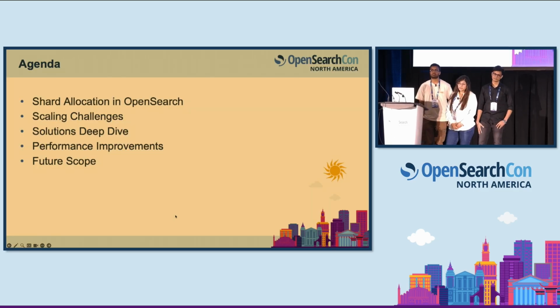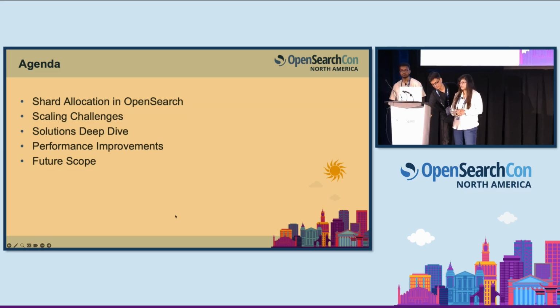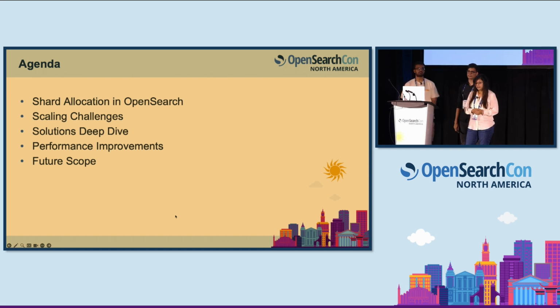Okay, so on the agenda today, we'll first start talking about shard allocation in OpenSearch. How does it work, some of the nitty-gritties of allocation, the components involved. Then we'll go to some of the scaling challenges that we encountered, how we found out some of the bottlenecks, and how we came up with some of the solutions to solve those bottlenecks.